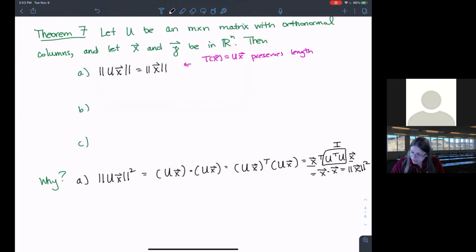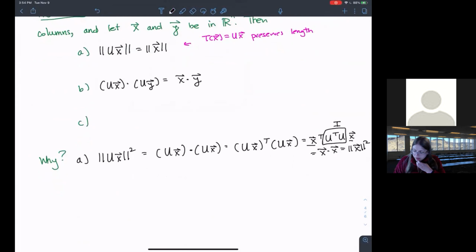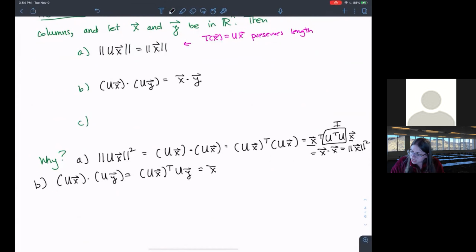Now the second result says that Ux dot Uy is x dot y. Okay, a very similar argument. Ux dot Uy is Ux transpose Uy, which is x transpose U transpose U y. Again, U transpose U is I, so this becomes x transpose y or x dot y.